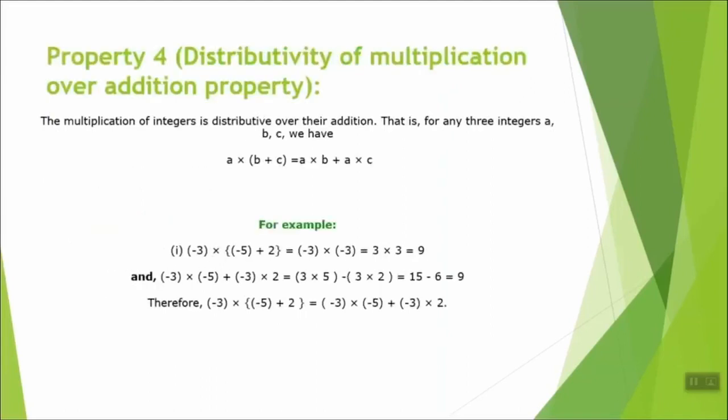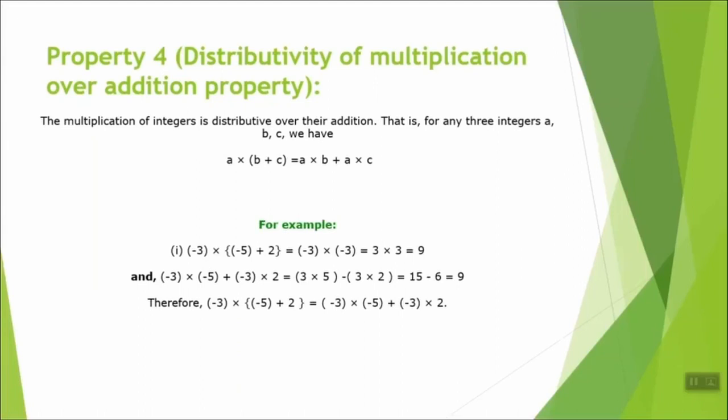And property number 4 is the distributive property of multiplication over addition, which is very helpful in finding the product of large numbers. Now here, if I multiply a with the bracket b plus c, it is the same as if I multiply a with b and a with c, and then I find the addition of these two numbers. So here minus 3 is multiplied with minus 5 as well as 2.